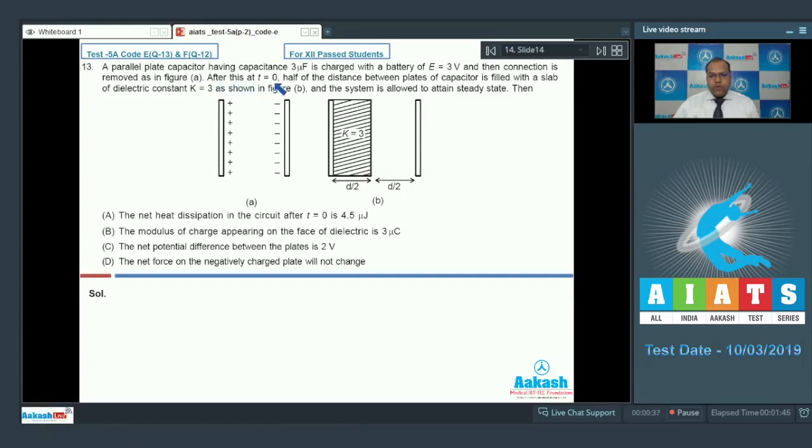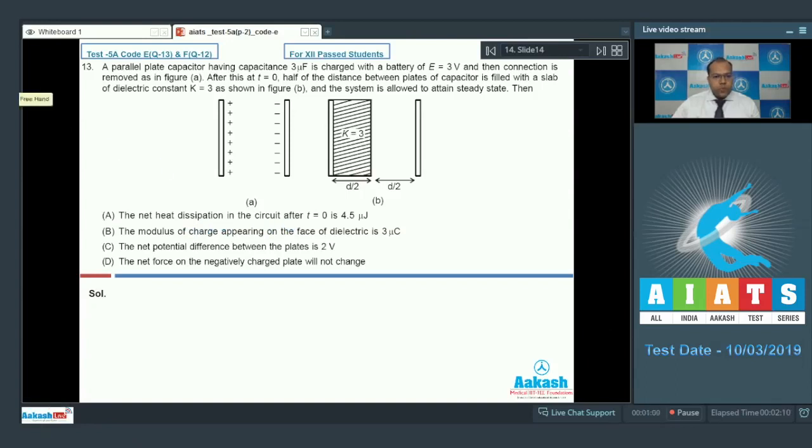After this, at t equal to 0, half of the distance between the plates of the capacitor is filled with a slab of dielectric constant K equal to 3, as shown in figure B, and the system is allowed to attain steady state. Then we have to check the validity of the given options. In option A, it is asked: the net heat dissipation in the circuit after t equal to 0 is 4.5 microjoule.